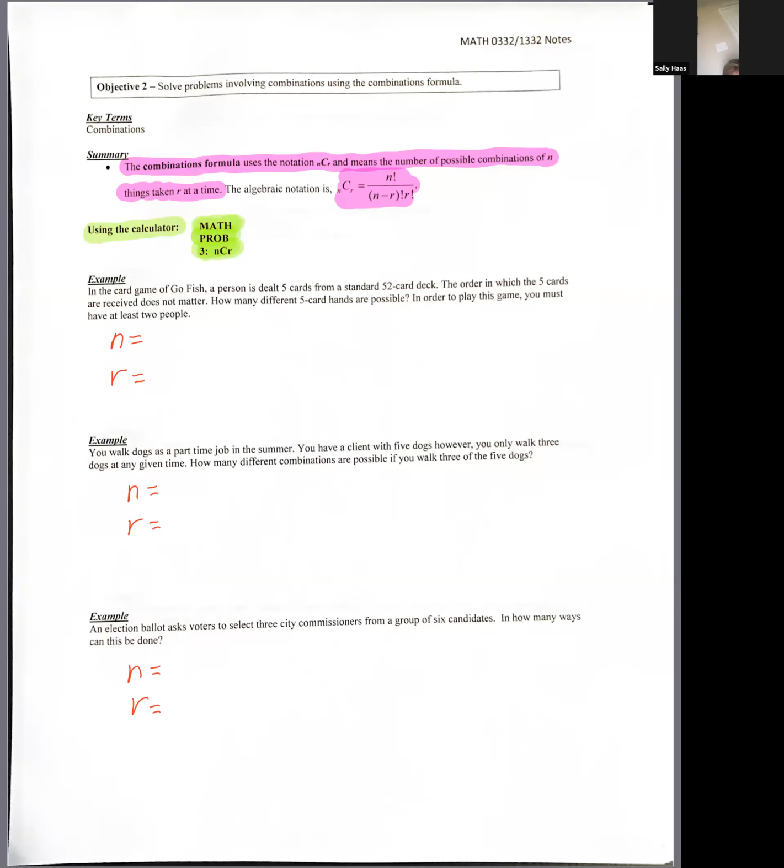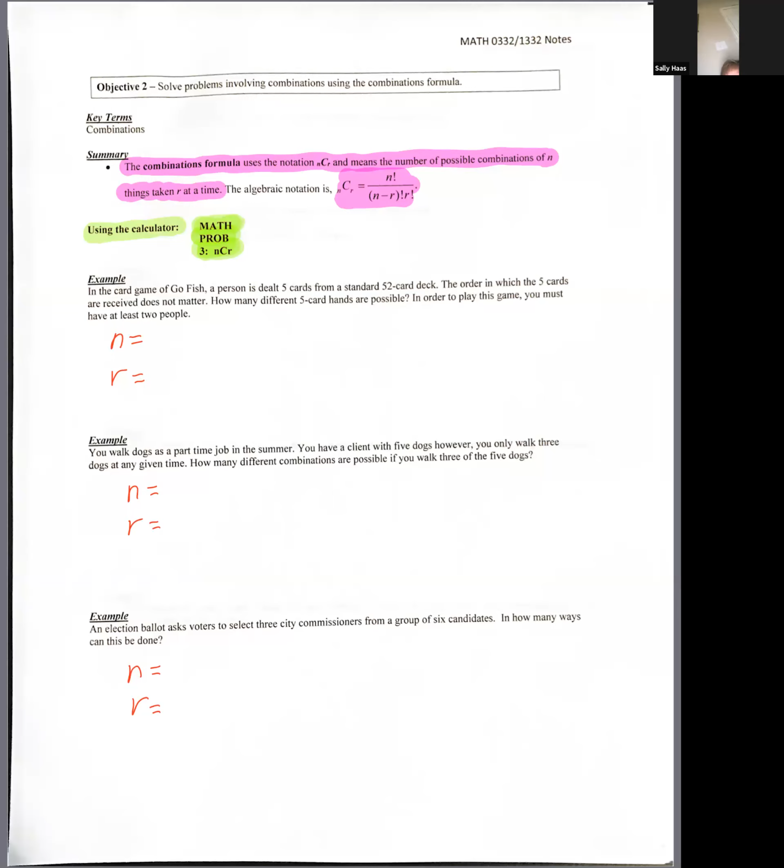Now, when we're dealing out our cards, it says the order in which the 5 cards are received doesn't matter. And how many different 5-card hands are possible? All right, so what that tells me is that this 5 cards that we're going to deal out, that's how many everybody's going to get at a time. So we would say, I've got 52 cards. I'm going to go in there and I'm going to take 5 at a time.